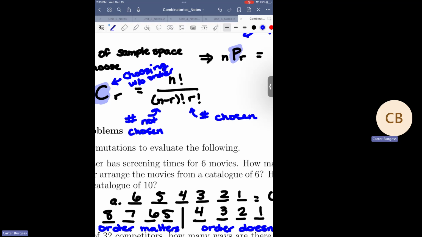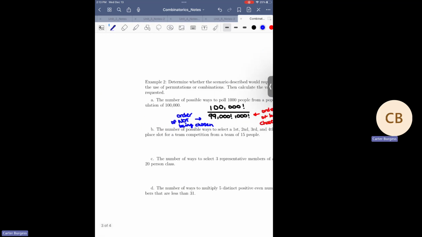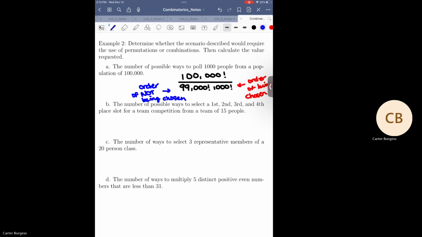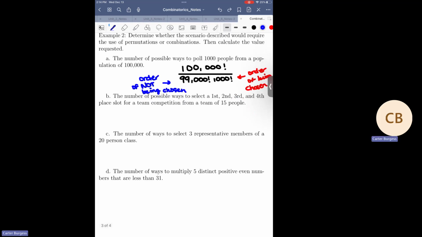So let's take a look at example 2 here. Looking at 2b, you're asked to figure out the number of possible ways to select a first, second, third, and fourth place spot for a team competition from an overall team of 15 people. I maybe didn't word this super well, but I'm trying to communicate.